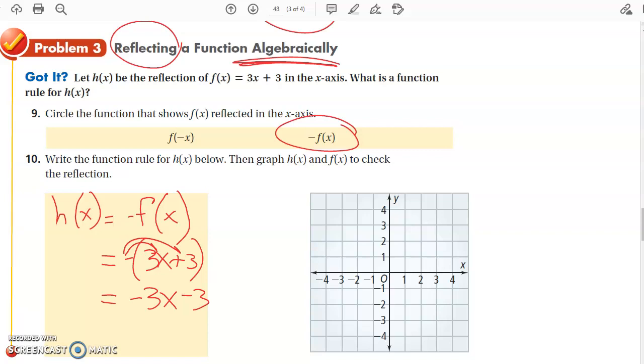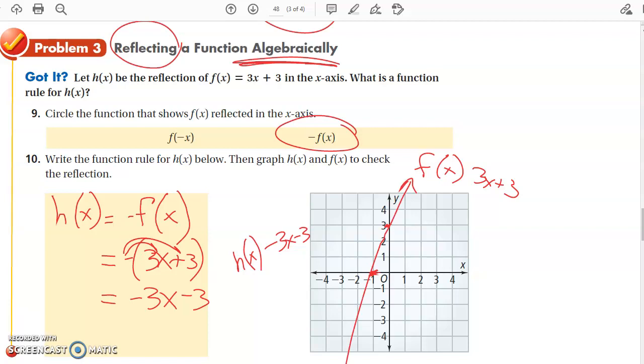Any questions on that? So we have two things we're going to graph. We're going to graph the negative 3x minus 3 and we're going to graph f of x, 3x plus 3. So they both intercept right here. This one goes 0, 3, right? So it's going to look like this.